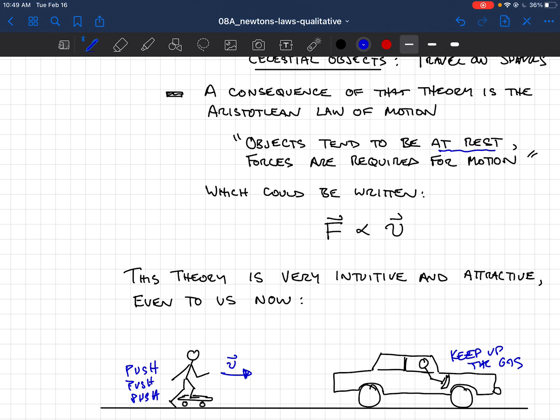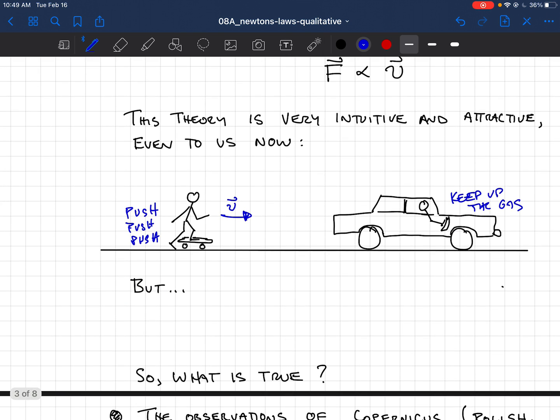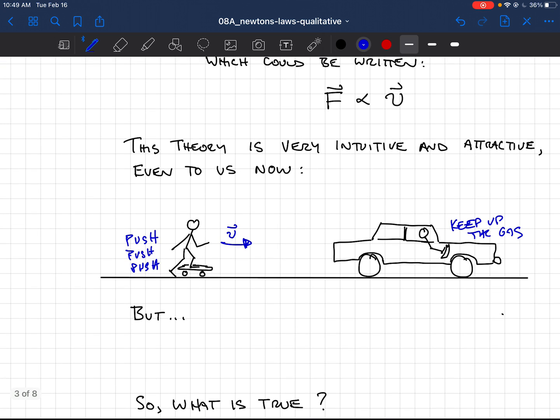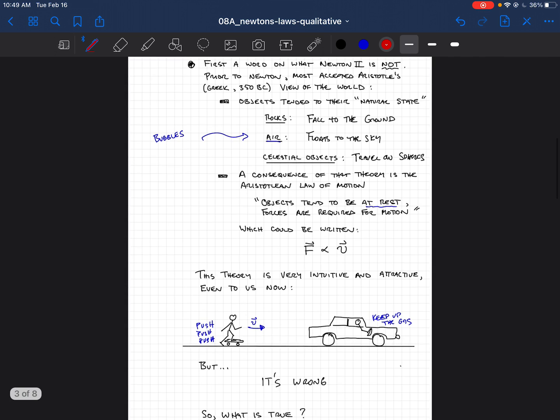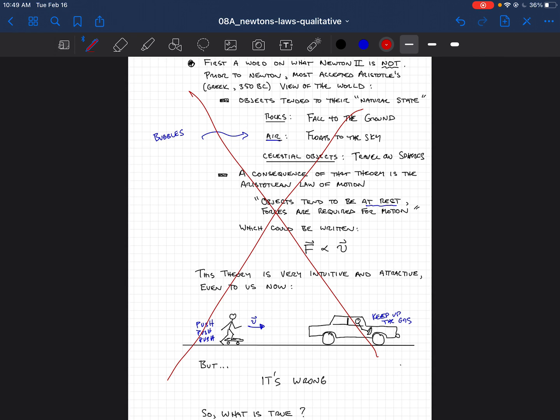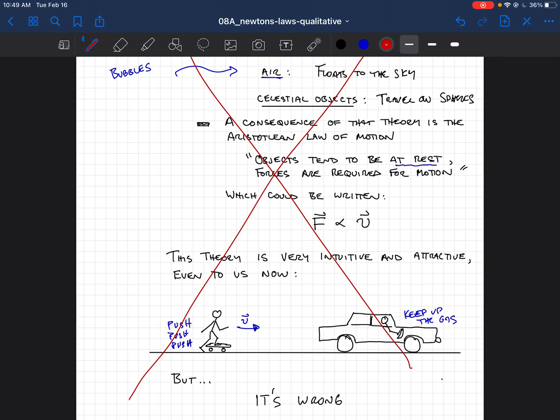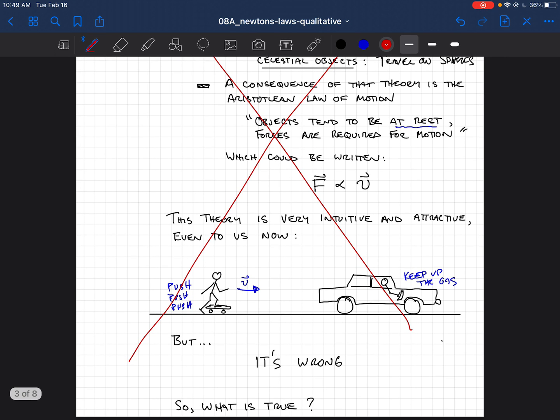So Aristotle's theory is a fairly intuitive one. It seems to agree with what we see in the world. But of course, it's wrong. It's wrong. So maybe we should cross out this whole page just to be clear. Aristotle's theory is not correct. We're going to talk about what the correct theory is.